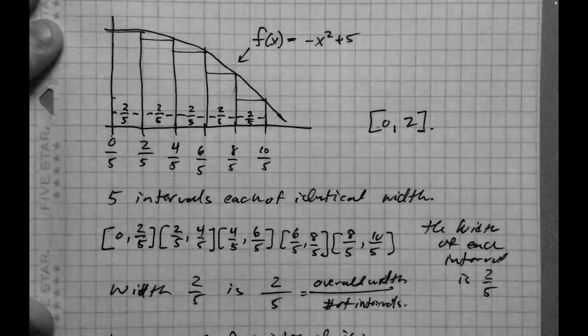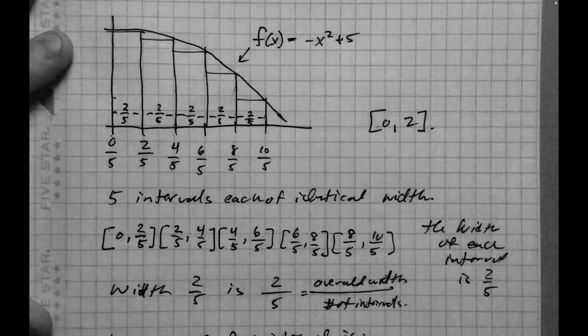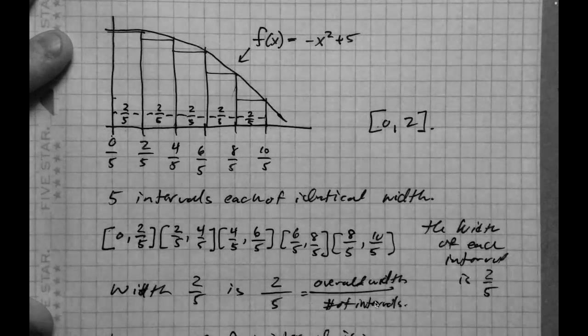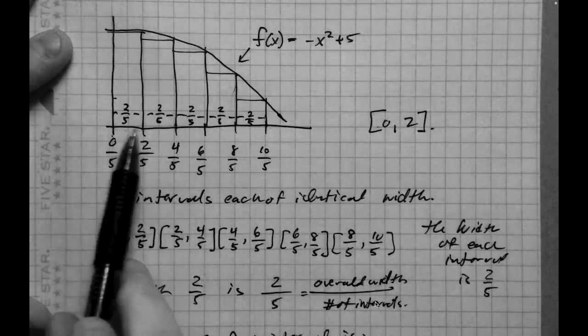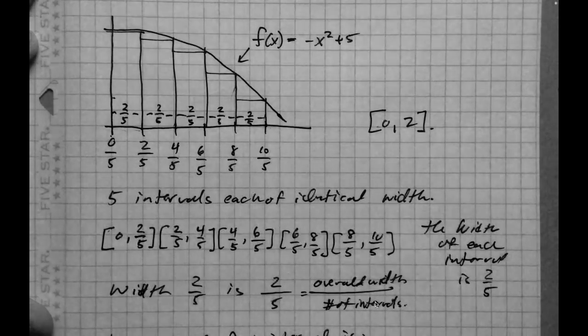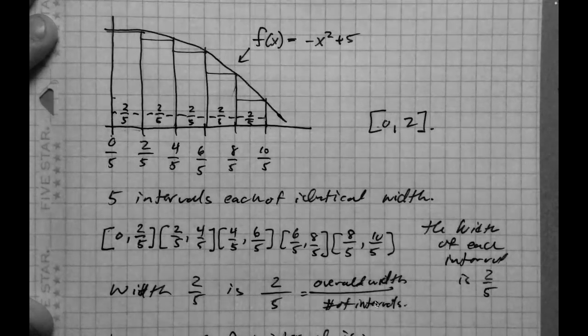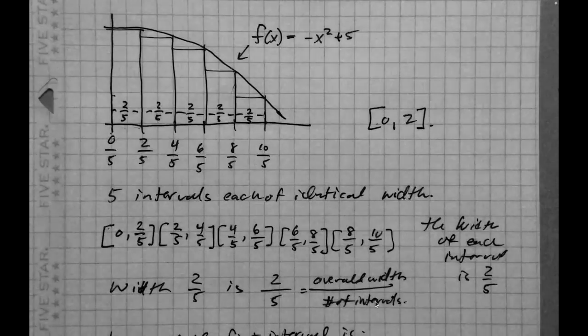Which would be negative 2/5 squared plus 5, whatever that happens to be. If you use the left-hand side of this first interval, that is 0. So you'd identify it as f of 0, right? So that'd be negative 0 squared plus 5. Well, that one is easy to do, 5.